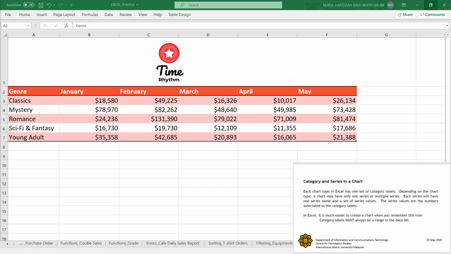Other elements that we have is the data series. The data series consists of the related data points in a chart. And then another element is the legend, which will identify which data series each color on the chart represents.